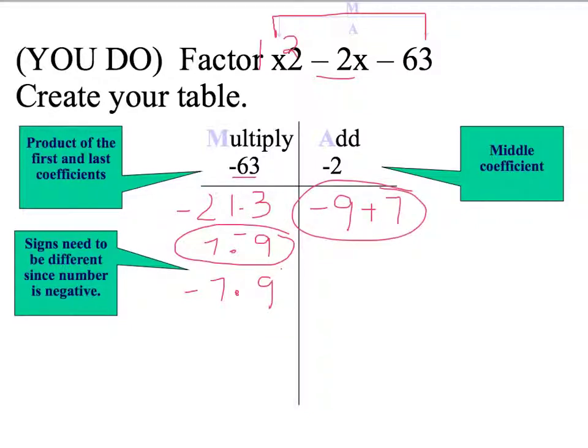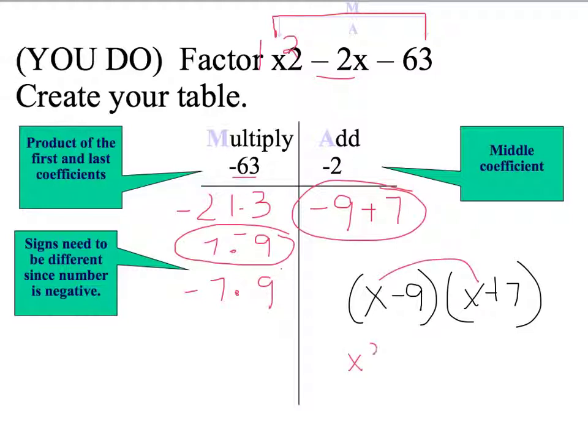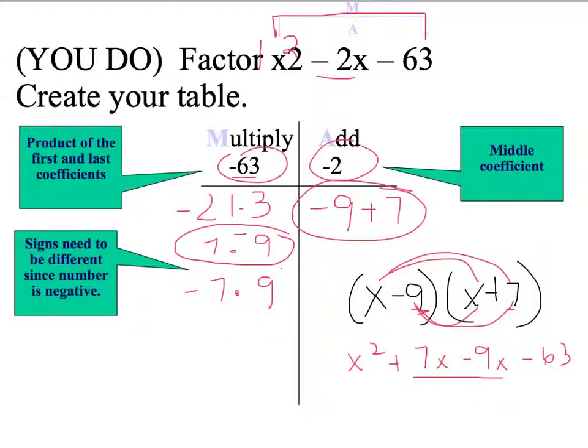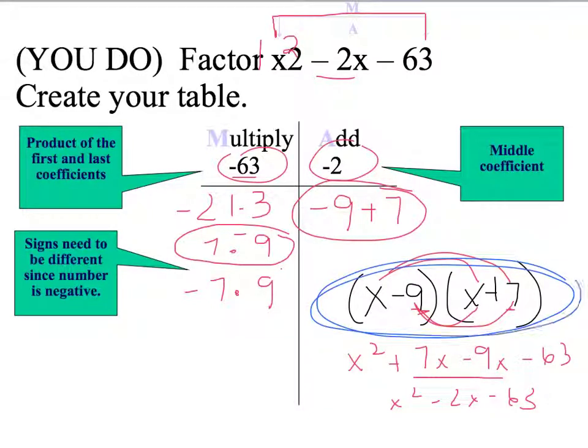So the numbers are negative 9 and 7. I should have x minus 9 and x plus 7. If you double check this to make sure it worked, you would have x squared plus 7x minus 9x minus 63. Again, the last terms are being multiplied, and the center terms are being added. So x squared minus 2x minus 63, and it works. So that's the final answer.